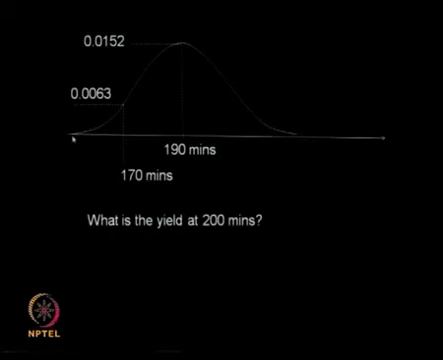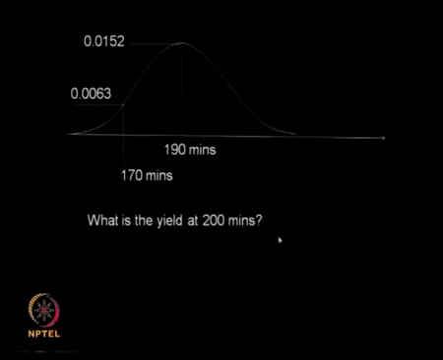So you have a chromatographic peak like this. At 170th minute the concentration is 0.0063 units. At 190th minute, that is where the maximum occurs, that is the retention time, we have the concentration at 0.0152 units. What is the yield at 200th minute? That is on the other side after this. Suppose I collect so much of component that is beyond 190 minute up to 200 minute, what is the yield?